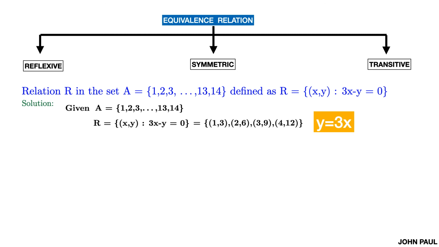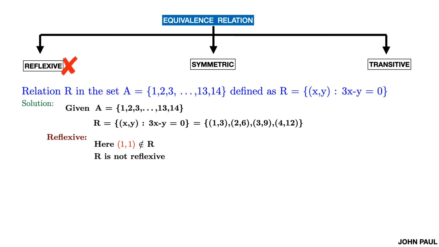So by substituting, we get (1, 3), (2, 6), (3, 9), (4, 12). If we substitute x as 5, we'll get y as 15. 15 does not belong to the given set A. Therefore, we have to stop up to (4, 12). We'll check reflexive. In this, (1, 1) does not belong to the relation R. Therefore, R is not reflexive. Not only (1, 1), (2, 2), (3, 3) up to (14, 14), all should be present. If at least one is missing, it is not reflexive.